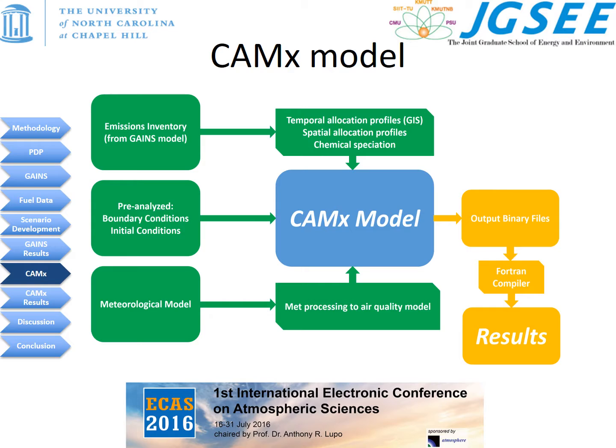The next input is initial and boundary conditions. Initial conditions dictate the concentrations of pollutants in the air before the model run begins, and the boundary conditions indicate the amount of pollutants flowing into Thailand from neighboring countries. The final input is meteorology data. This includes winds in 3 dimensions, sun intensity, cloud cover, and precipitation.